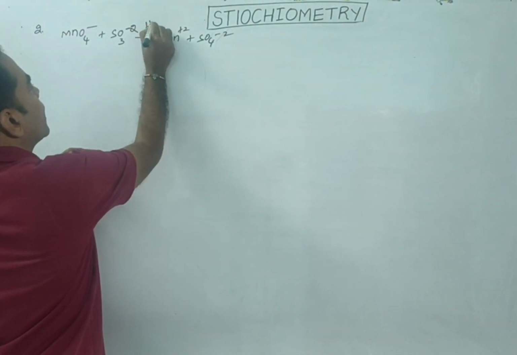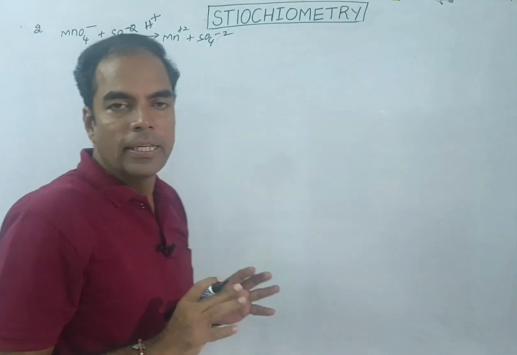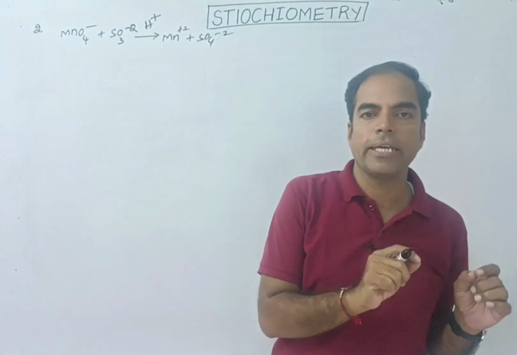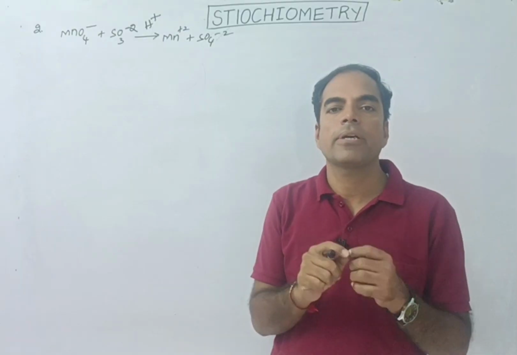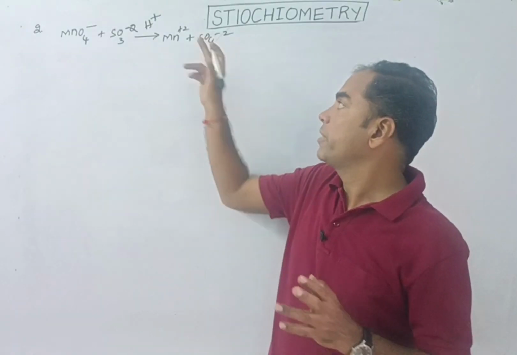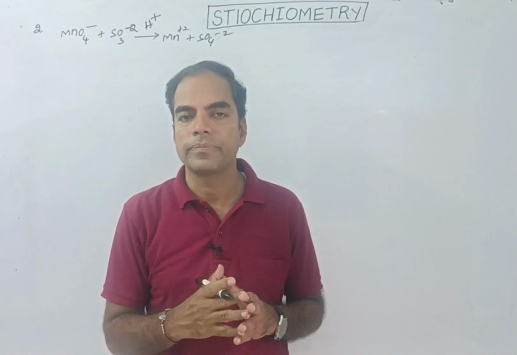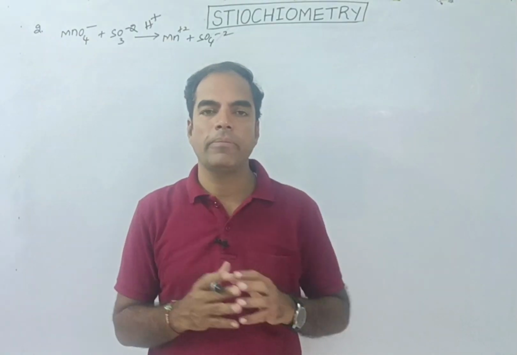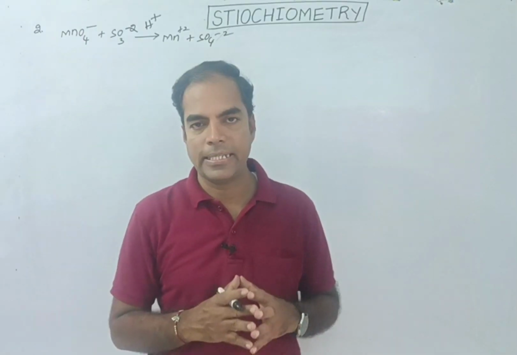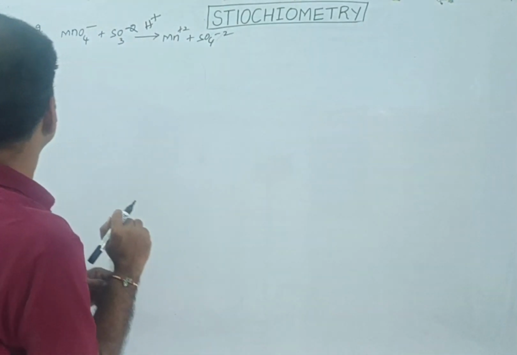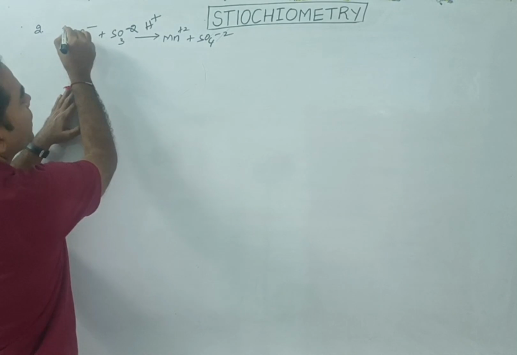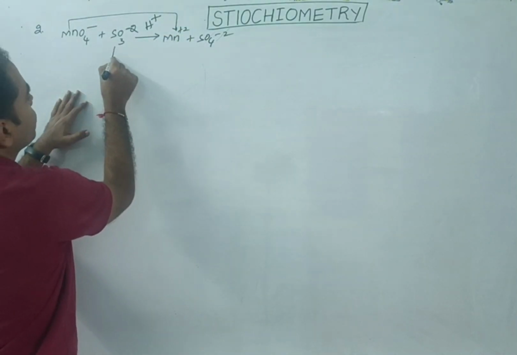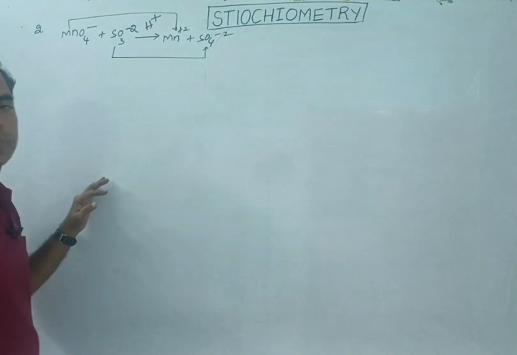Here H plus above the arrow means the redox reaction is balanced in acidic medium. H plus indicates we have to balance the chemical equation in acidic medium. Instead of H plus, if OH minus is present, that is basic medium. Remember, OH minus indicates the basic medium, H plus indicates the acidic medium. Okay, right. See here Mn to Mn plus 2, and SO3 minus 2 to SO4 minus 2.